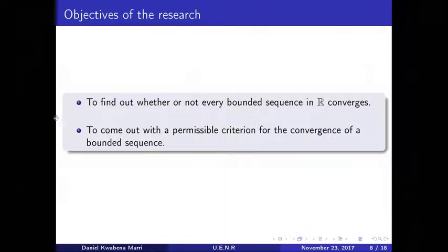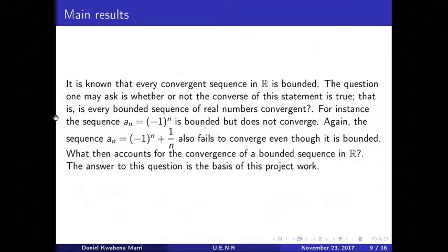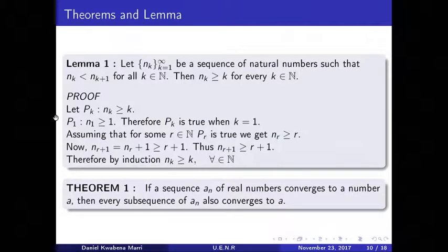So now the objective of this research is to find out whether every bounded sequence in R converges. And if that's not so, then we come out with a permissible criterion for the convergence of a bounded sequence. So as I stated earlier, these two sequences on the screen are bounded, but they do not converge. So now, what is the criterion for a bounded sequence to converge?